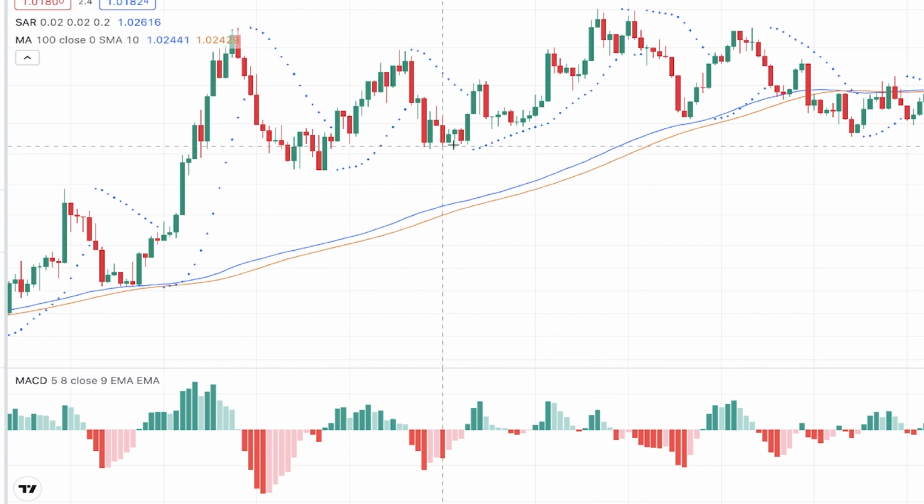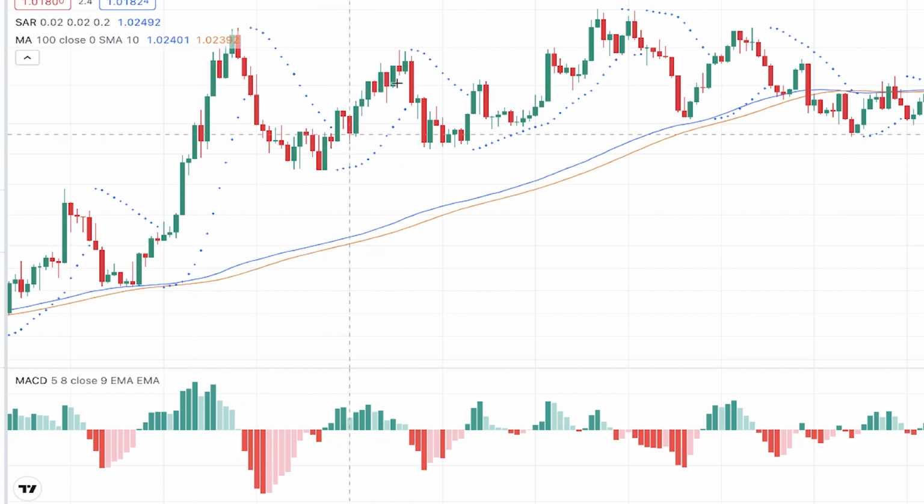Parabolic SAR, if you're familiar with this indicator, it changes its position above and below the price in turning points of the market. When the price is advancing, these small dots or points go below the price, and when the price is declining, they go above the price. In this case, when they are above the price, they show pullback, and when they go below the price, they show end of the pullback and turning point of the market.